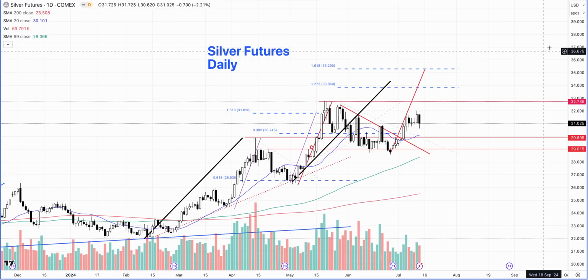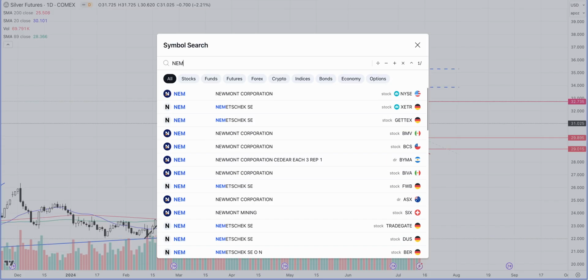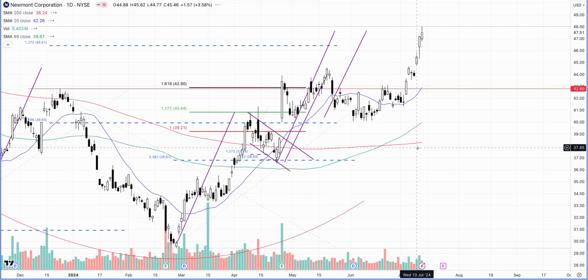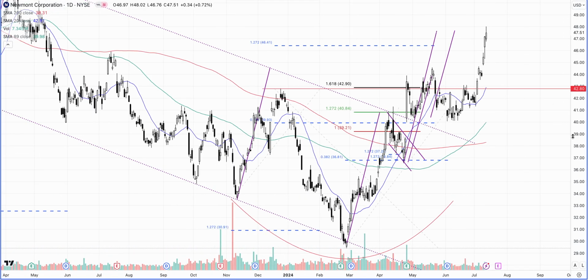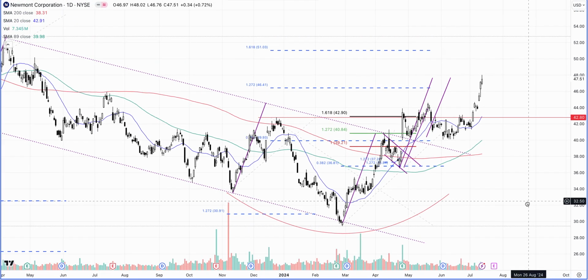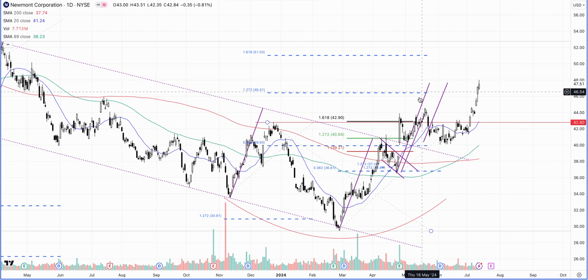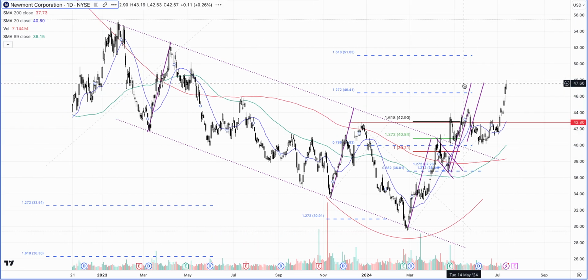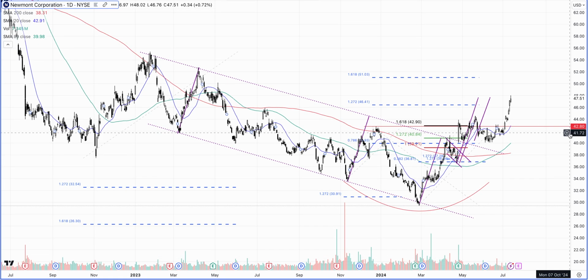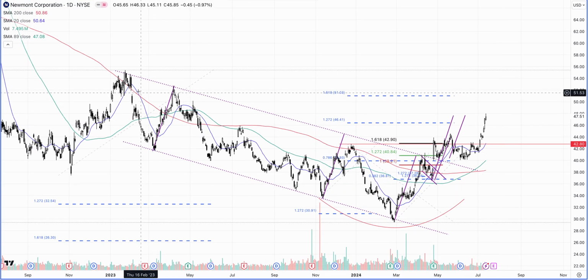Now, let's take a look at some of the key individual stocks. We already took a look at the GDX. Let's take a look at the Newmont mining. So NEM, here we go. NEM is pretty strong. It has met the kind of targets that we were watching for. So ABCDs, the smaller one, which is this one, and the bigger one, which is this one. So that's good. Those targets met.